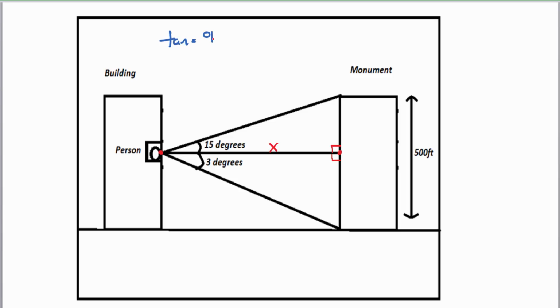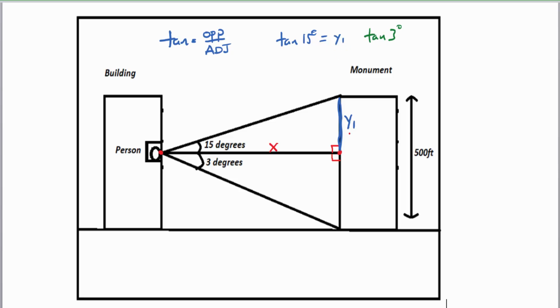is opposite over adjacent. And that's key right here, because the opposite side is, let's say, this y distance here. So this is y sub 1, the distance along this part of the triangle. So the tangent of 15 degrees is equal to y sub 1. Now, we're going to change colors a little bit, and we're going to look at the tangent of 3 degrees.